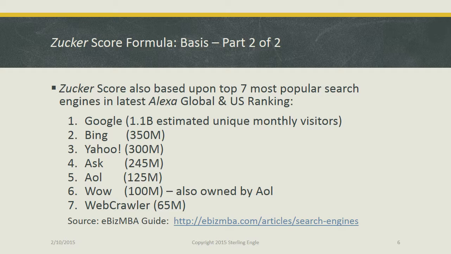Here are the top 7 search engines for February 2015, also from Alexa, ranked by their estimated monthly unique visitors. Interestingly, in this category, the leader has almost 3 times the number of uniques of the second place. Note that AOL owns Ask, so they total 225 million, which almost ties Bing. The source for this in the previous slide is the eBiz MBA guide listed at the bottom here.